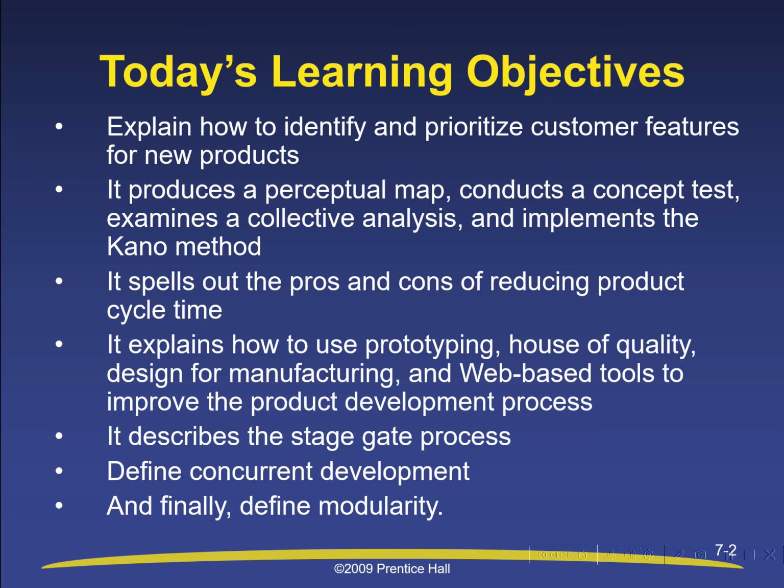Spell out the pros and cons of reducing product cycle time. Explain how to use prototyping, house of quality, design for manufacturing, and web-based tools to improve the product development process. Describe the stage gate process. Define concurrent development and finally define modularity.